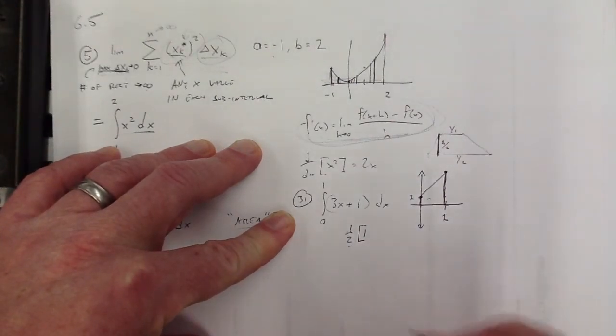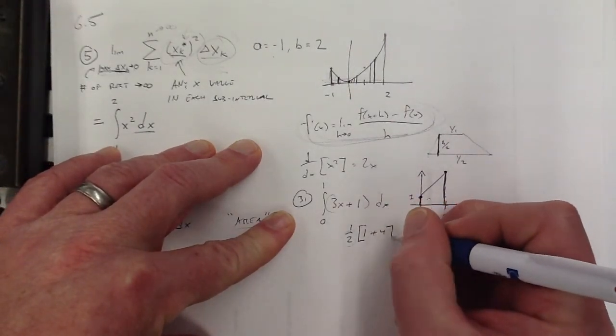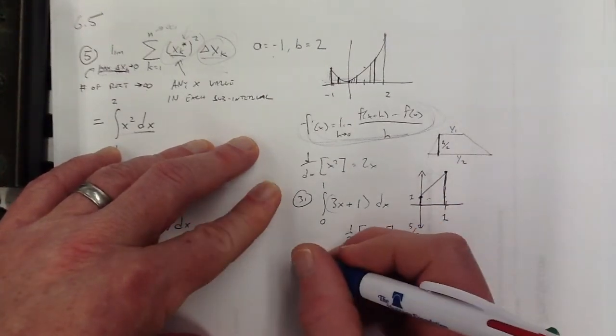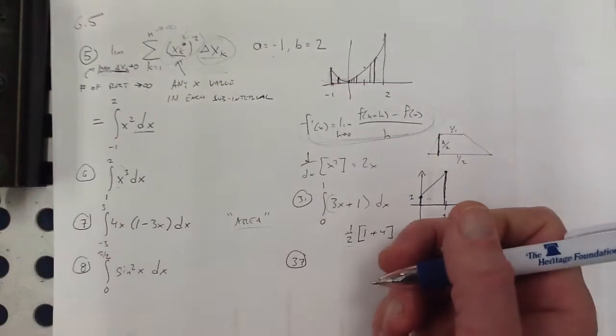Right, that's what we're doing. So that looks like it's going to be about a 5/2. Number 37.